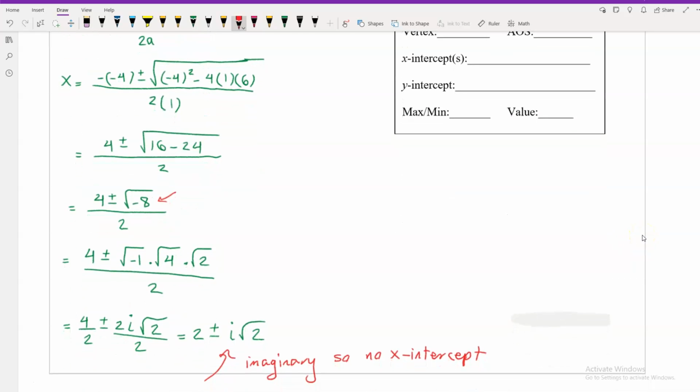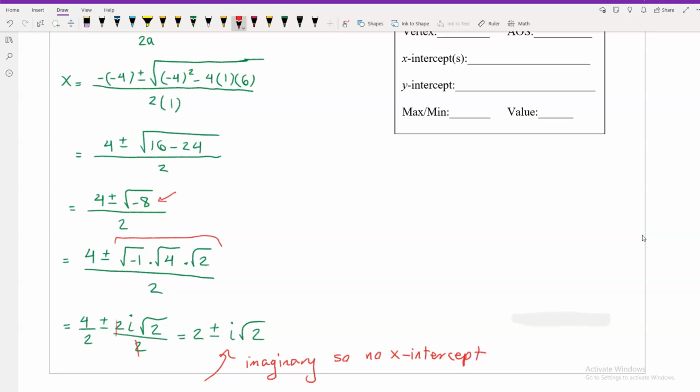So we have 4 negative positive square root of -1 times square root of 4 times square root of 2. So this is square root of -8. So square root of -1 is i, square root of 4 is 2, and then square root of 2. And here in the denominator we have 2. So simplify, we have 4 over 2, that is +2, negative positive, 2i times square root of 2 divided by 2, simplify that part. We're going to have i times square root of 2. So the answer here is 2, negative positive, i square root of 2.